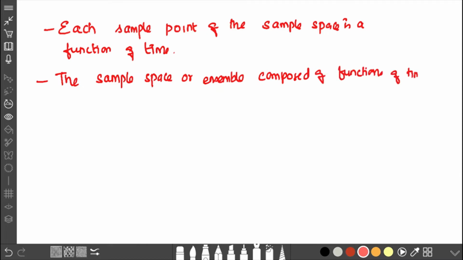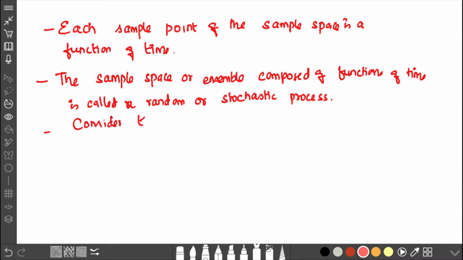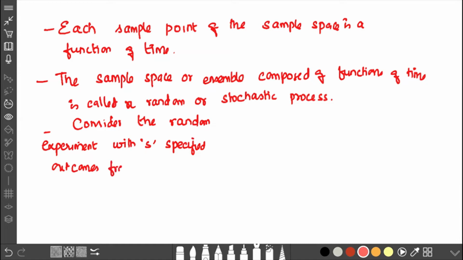So in a sample space, we can say there are a lot of sample points occurring. Those sample points depend on a functionality of time. And these sample points contained in the sample space, which are a functionality of time, are called a random process or stochastic process.